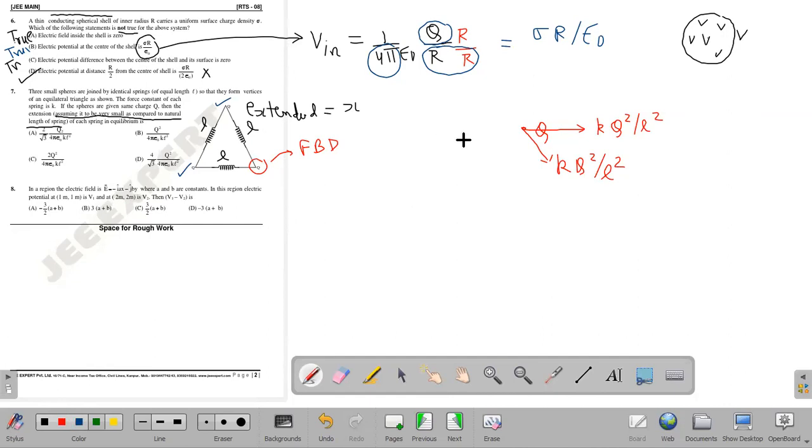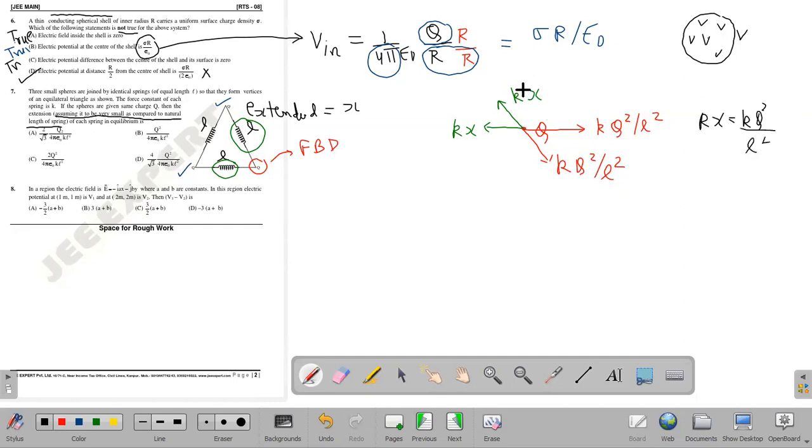The two springs which are extended by small x, the horizontal spring will pull back and apply a force according to Hooke's law, kx, and also this second spring will apply a force kx just to restore the length of the spring. Therefore these forces will balance each other for the equilibrium, and so you can say that kx is simply kq square divided by L square.